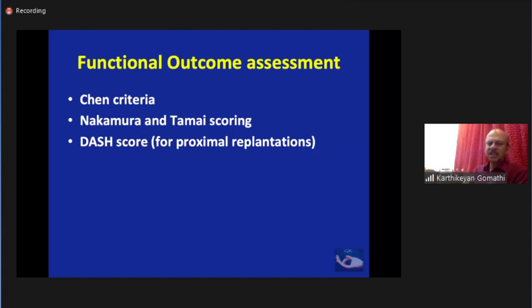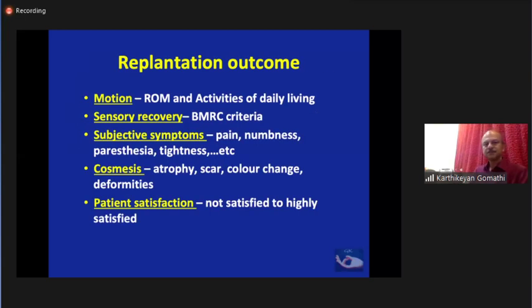As far as function assessment is concerned, there are different criteria. The Chen criteria, the Nakamura and Tamai scoring are there. So these you can use, or the DASH score. DASH stands for Disabilities of Arm, Shoulder, and Hand. This outcome assessment can be used only for proximal replantations because it involves the functions of the elbow and the forearm and all that. But basically, what we need to see is what is the range of motion?